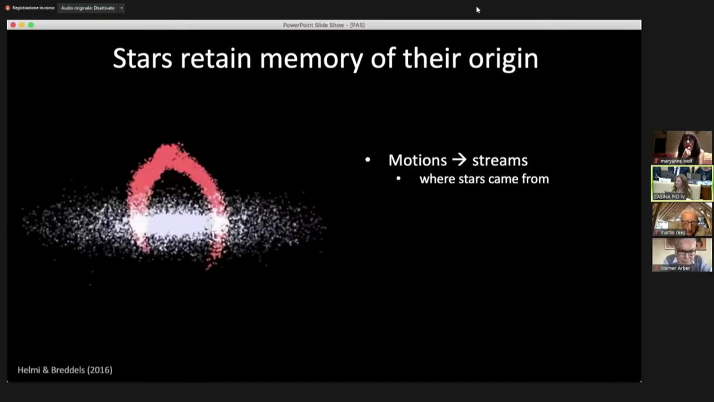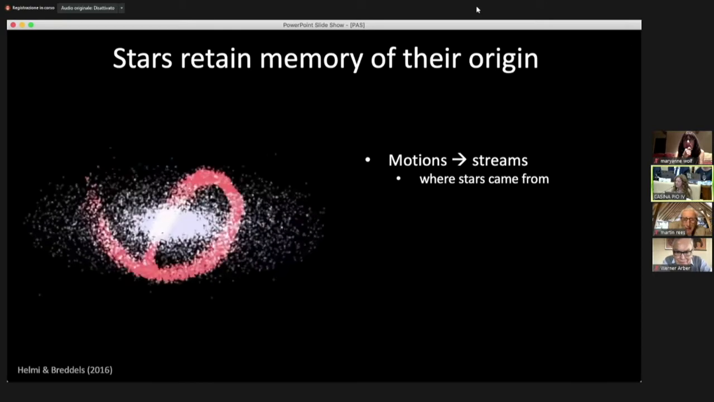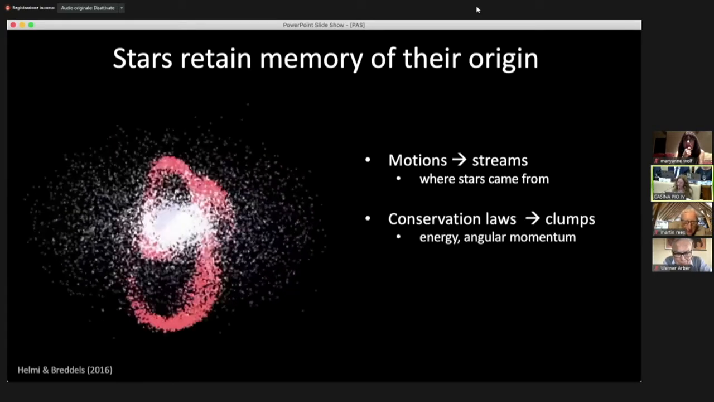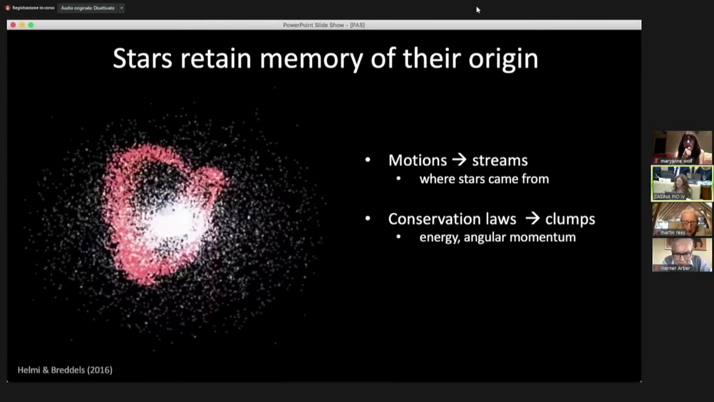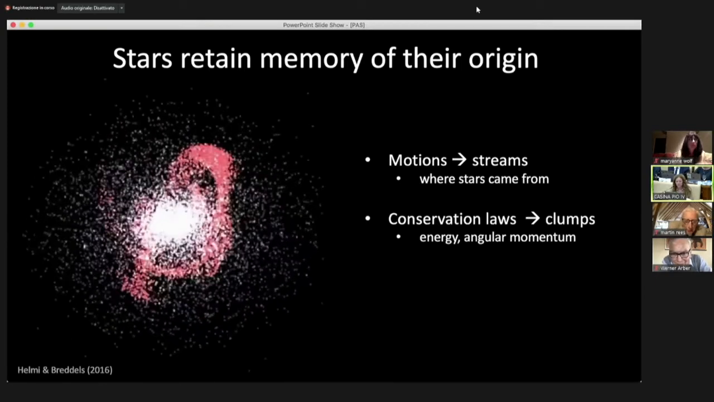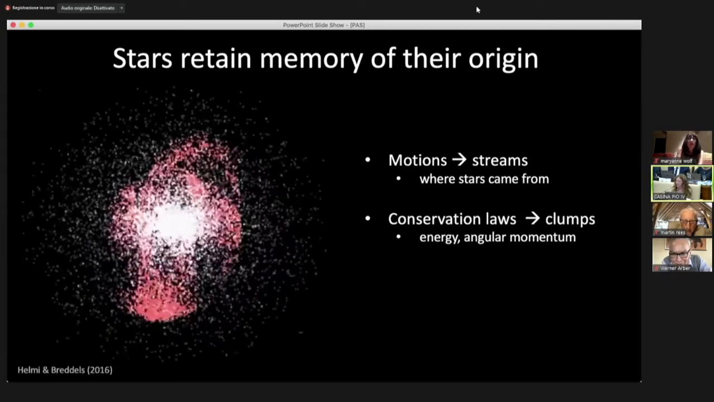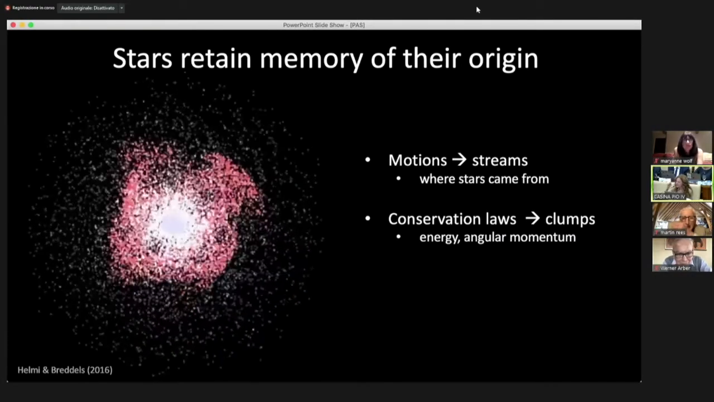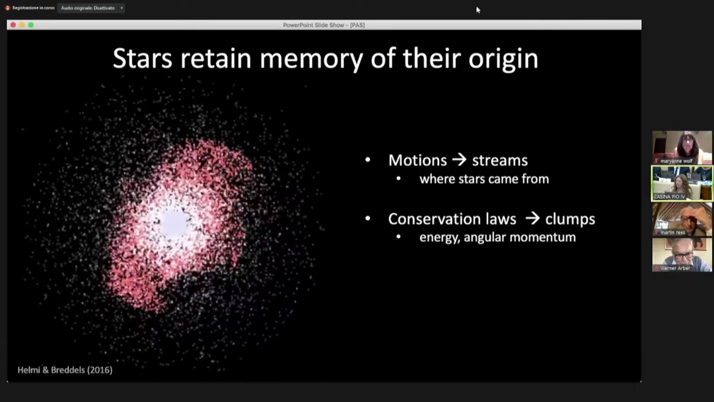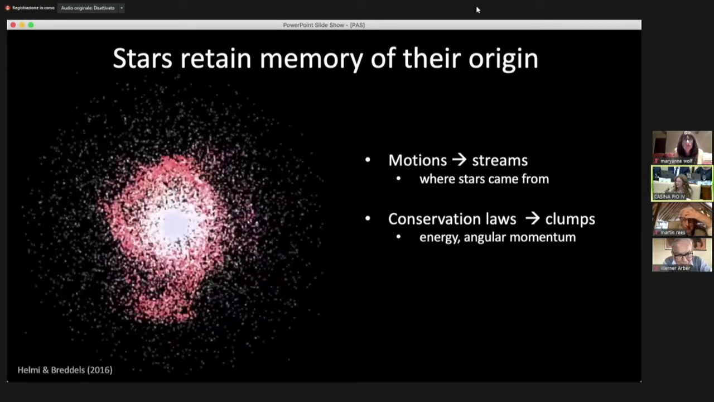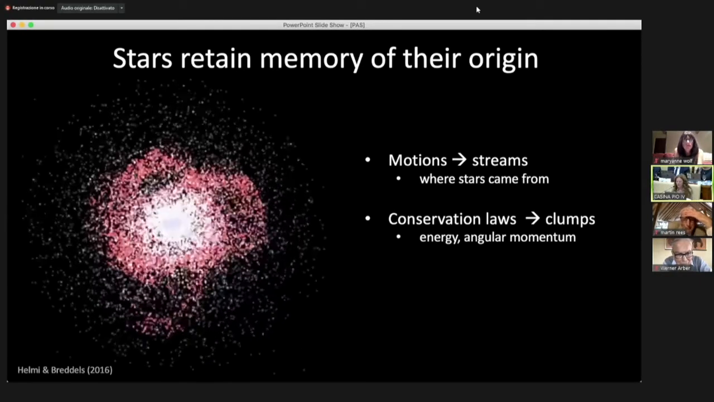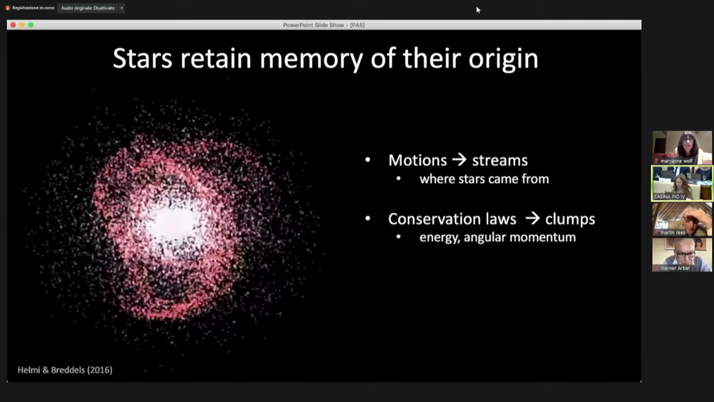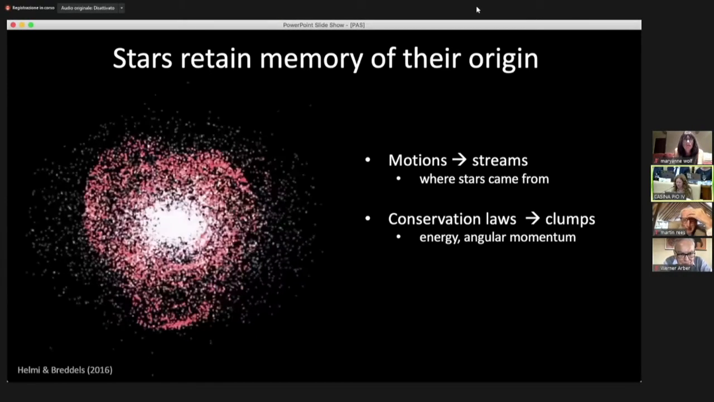And so this tells us, if we find streams, this actually is telling us where the stars are coming from. In fact, there are some quantities that are conserved. There are some conservation laws that we can use, such as the conservation of energy or angular momentum. And because initially the stars were so clumped, they would also be clumped if these quantities are conserved at the end of the day. So the clumpiness does remain, and that helps us find these different stars.